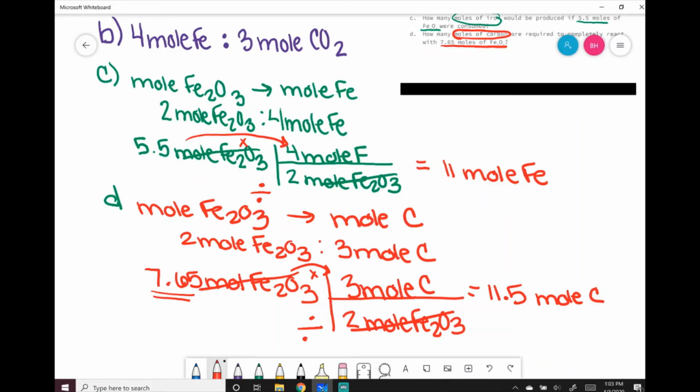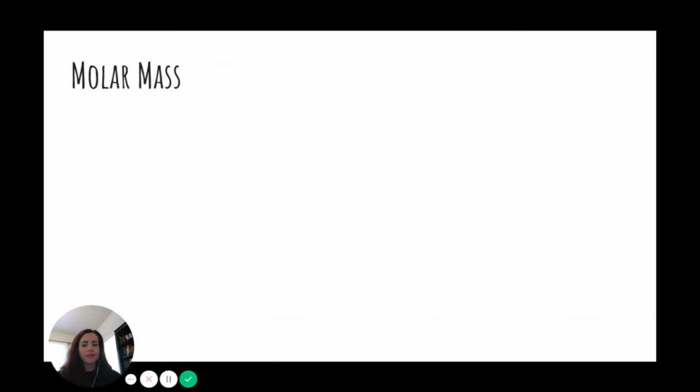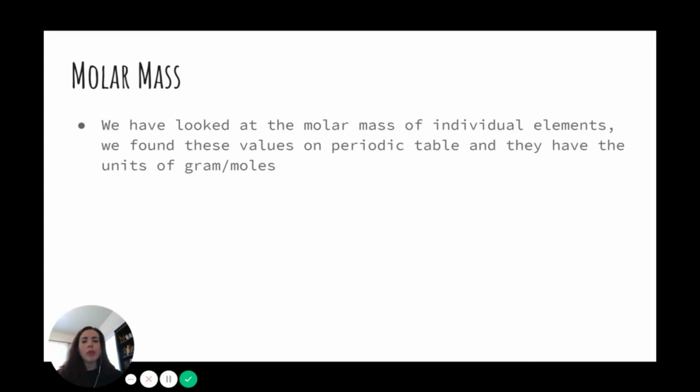So let's go ahead and head back to the lesson and talk about molar mass. Let's talk a little bit about molar mass. We have actually talked about molar mass before, and we talked about molar mass of individual elements. When we talked about the molar mass of individual elements, we found those values on the periodic table, and they always had units of grams over moles.